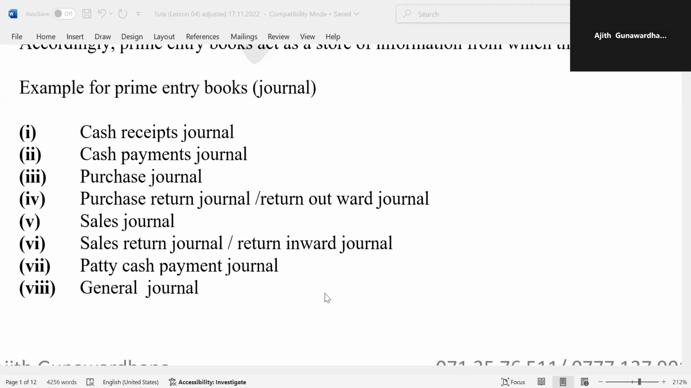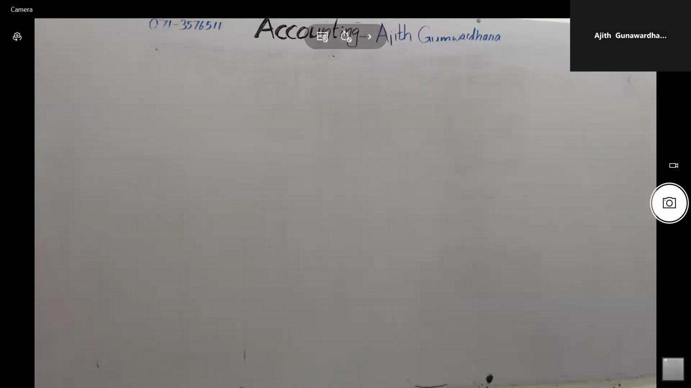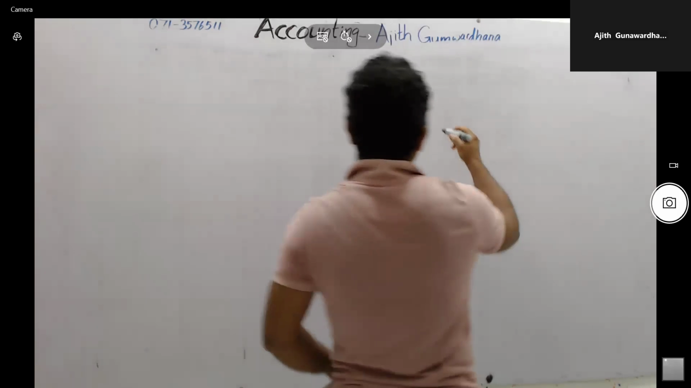Right, we have been discussing lesson 4, prime books. Think of all business organizations when they are going to prepare financial statements. This is the process you have to apply. Think of business as well as organization. This is the way you have to think. We are going to discuss the business organization.